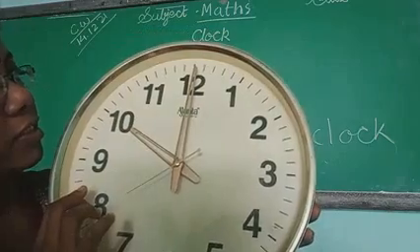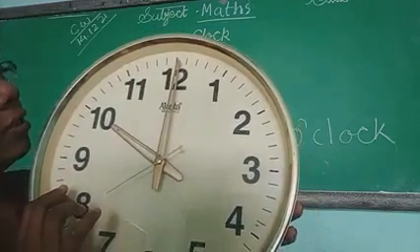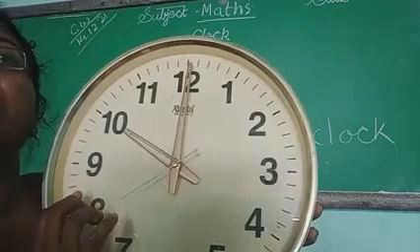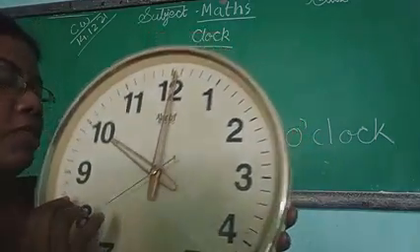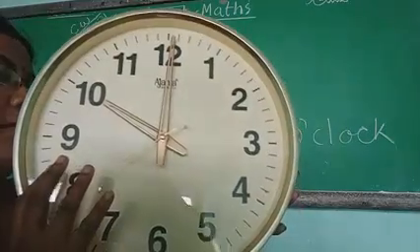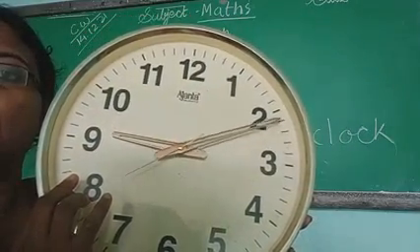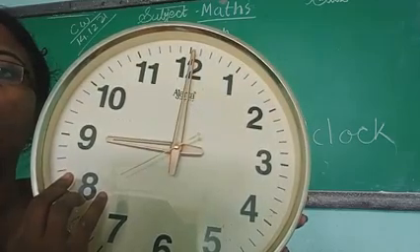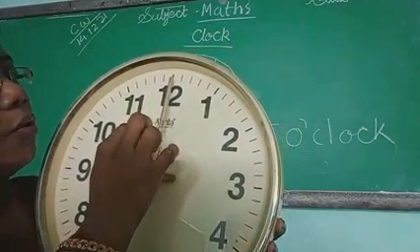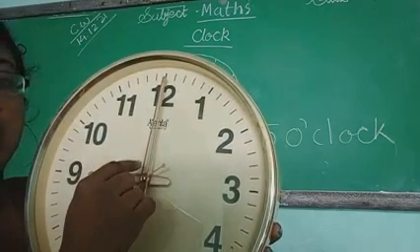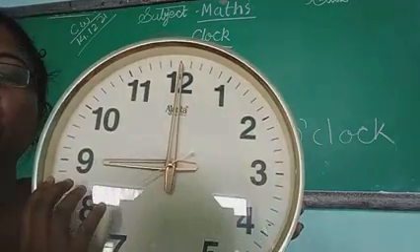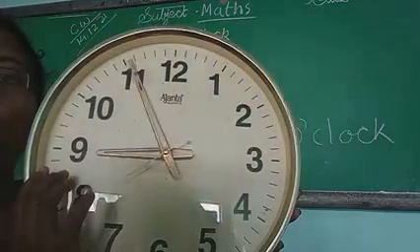Now it is 10 o'clock, because the hour hand is at 10 and the minute hand is at 12. So it is 10 o'clock. You see this, where is the hour hand? And the minute hand should be at 12. Okay. See, this is 9 o'clock. Minute hand is at 12 and hour hand is at 9. So the time is 9 o'clock.